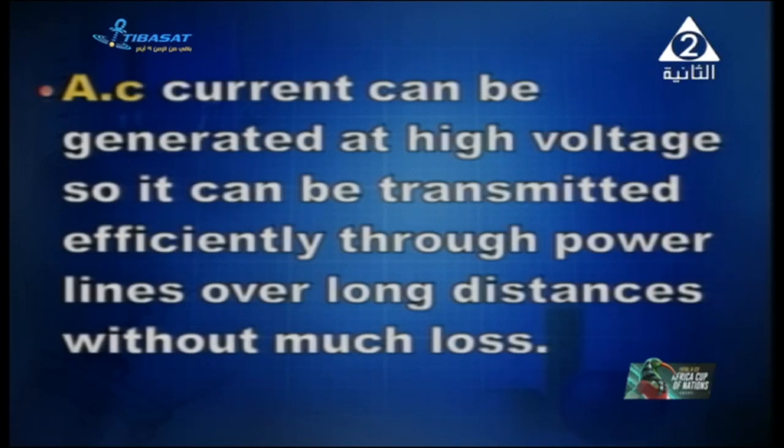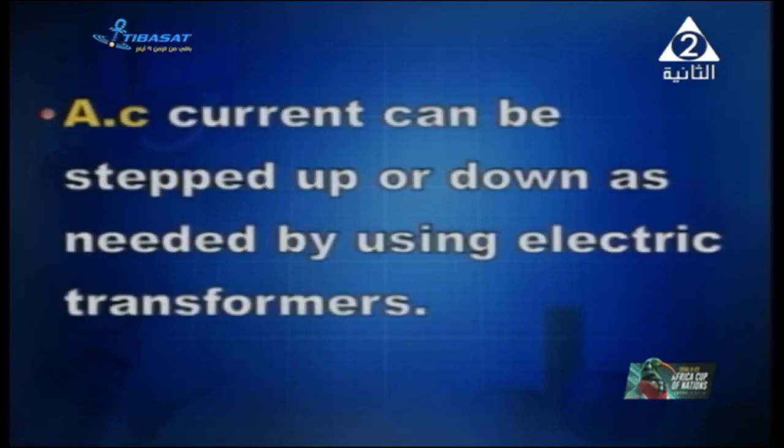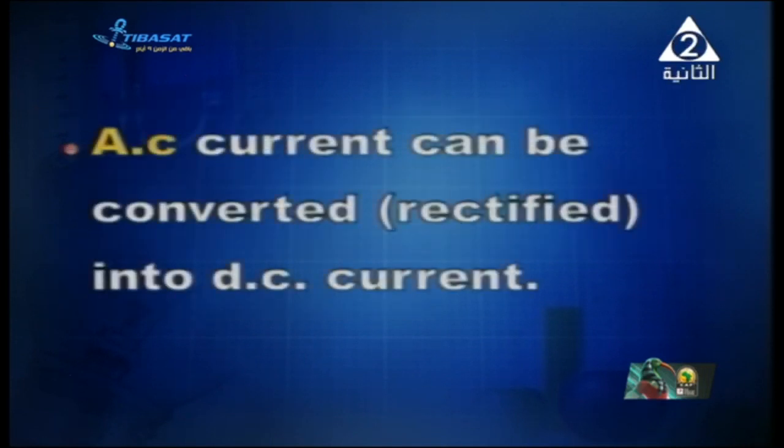AC current can be generated at high voltages, so it can be transmitted efficiently through power lines, power cables, over long distances without much loss. AC current can be stepped up or down as needed by using electric transformers. So, if you want to step up the current or step it down, it's all easy by using transformers. Step-up transformers or step-down transformers. AC current can be converted into DC current, can be rectified.